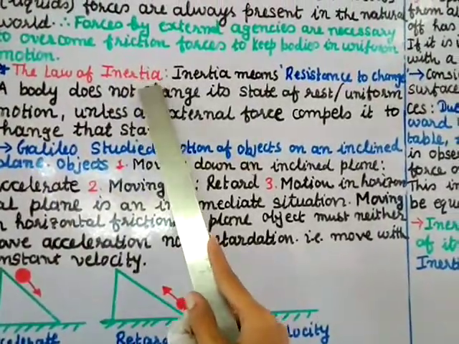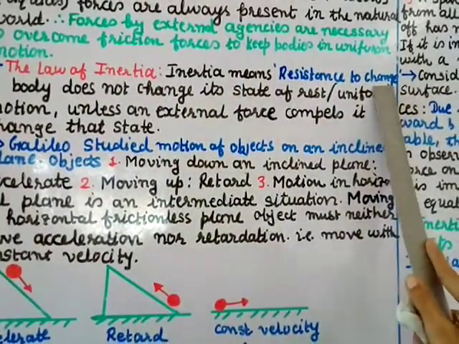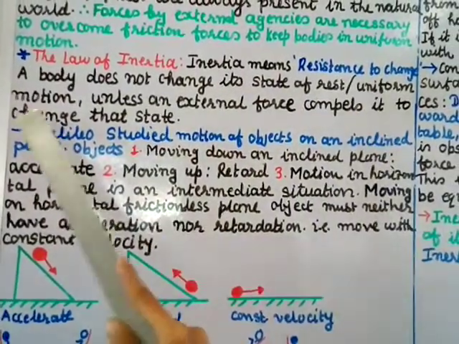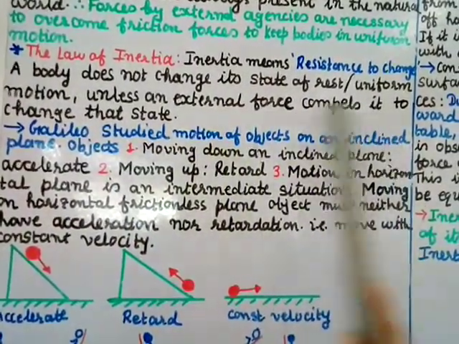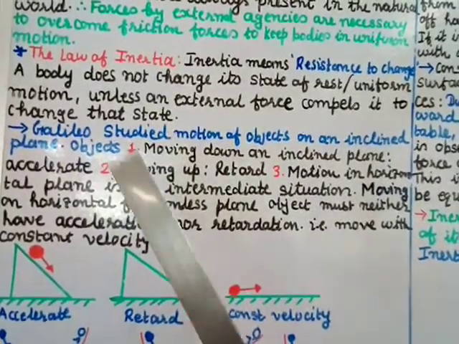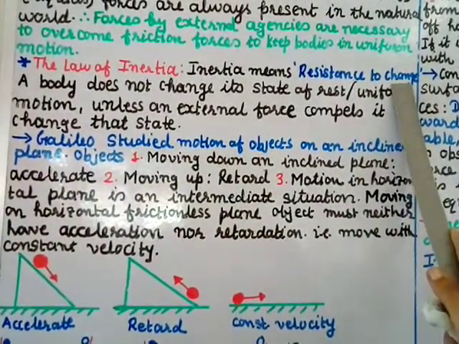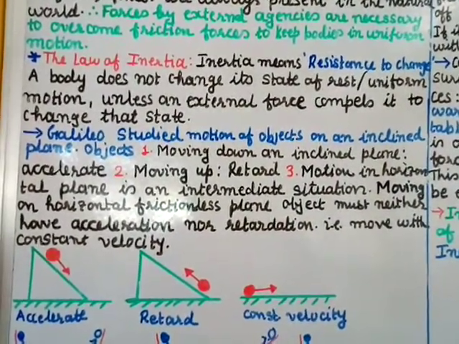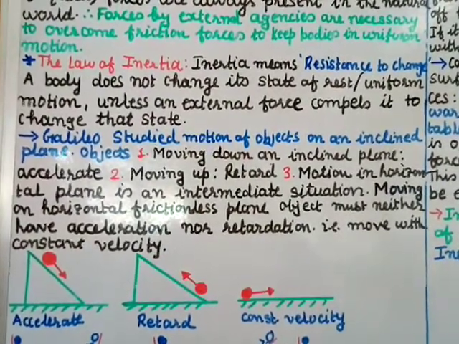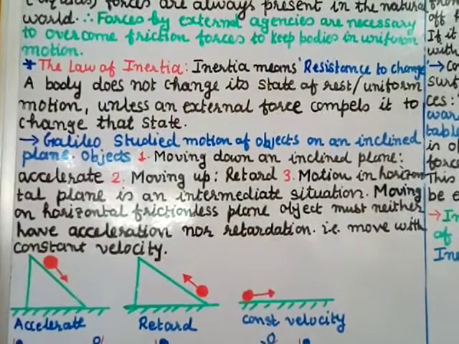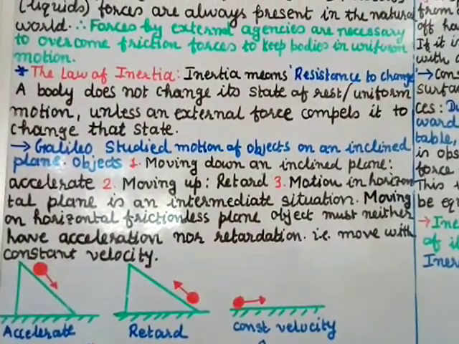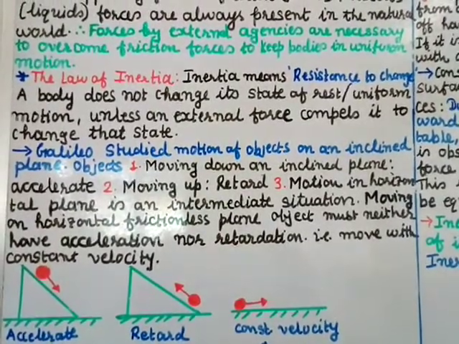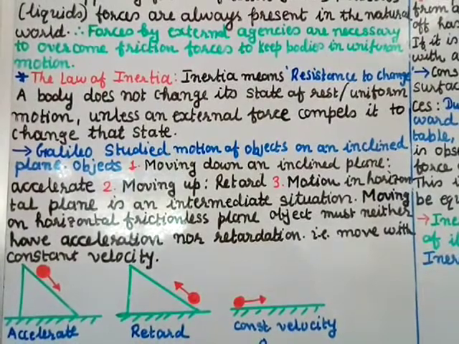The law of inertia. Inertia means resistance to change. The statement of the law is: a body does not change its state of rest or uniform motion unless an external force compels it to change that state. So inertia means resistance to change. That means if a body is at rest, it will continue to be at rest. If it is in motion, it will continue to be in motion unless an external force is applied on it. Otherwise it tries to remain in its own motion. If it is at rest, it will remain at rest. If it is in uniform motion, it will continue the motion till an external force is applied.